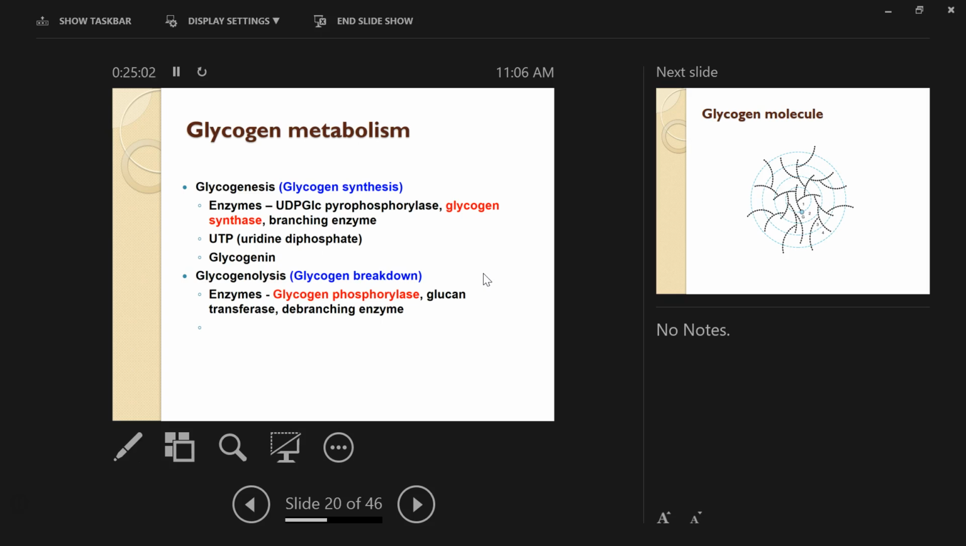Okay, and then the glycogen breakdown pathway needs glycogen phosphorylase, glucan transferase and debranching enzyme. Again, I highlighted in red, the glycogen phosphorylase is the key enzyme in the glycogen breakdown pathway, right?